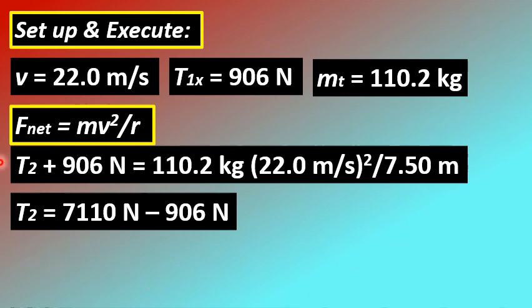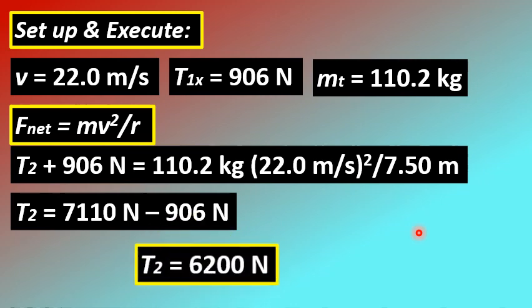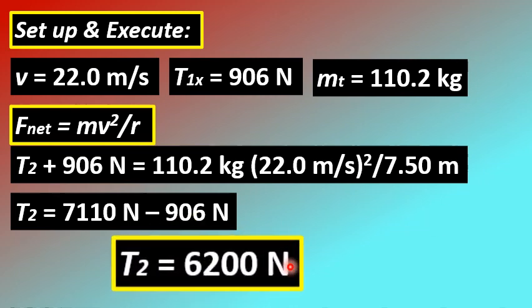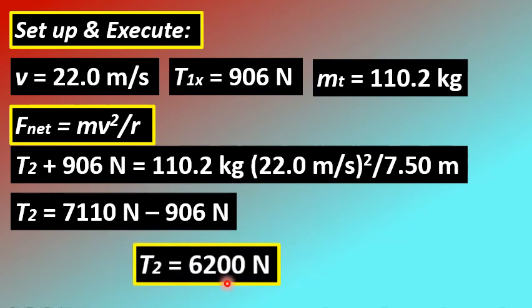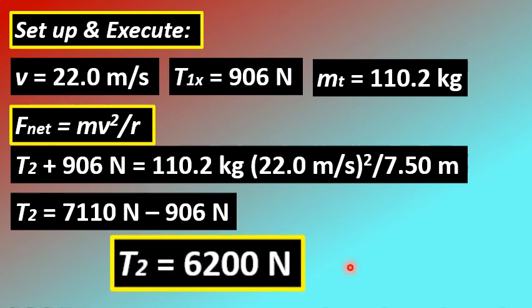we transpose and isolate T sub 2, so we shall get this simplified equation, T sub 2 equals 7,110 newtons minus 906 newtons, or the value of the tension force T sub 2 equals 6,200 newtons.